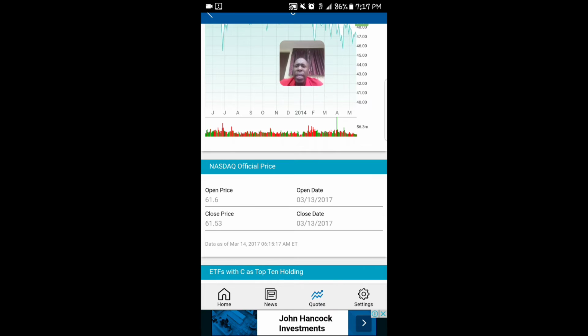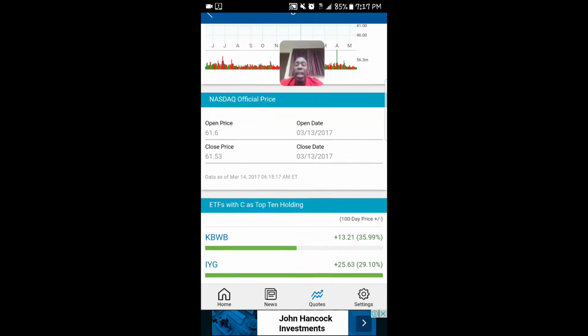So let's move right along. This next part, Nasdaq official price. I like that, okay? It opened up on the 13th, okay? And it was at $61.06. Then it closed at $61.53. So whoever had Citigroup made some money. Plain and simple. I love it.